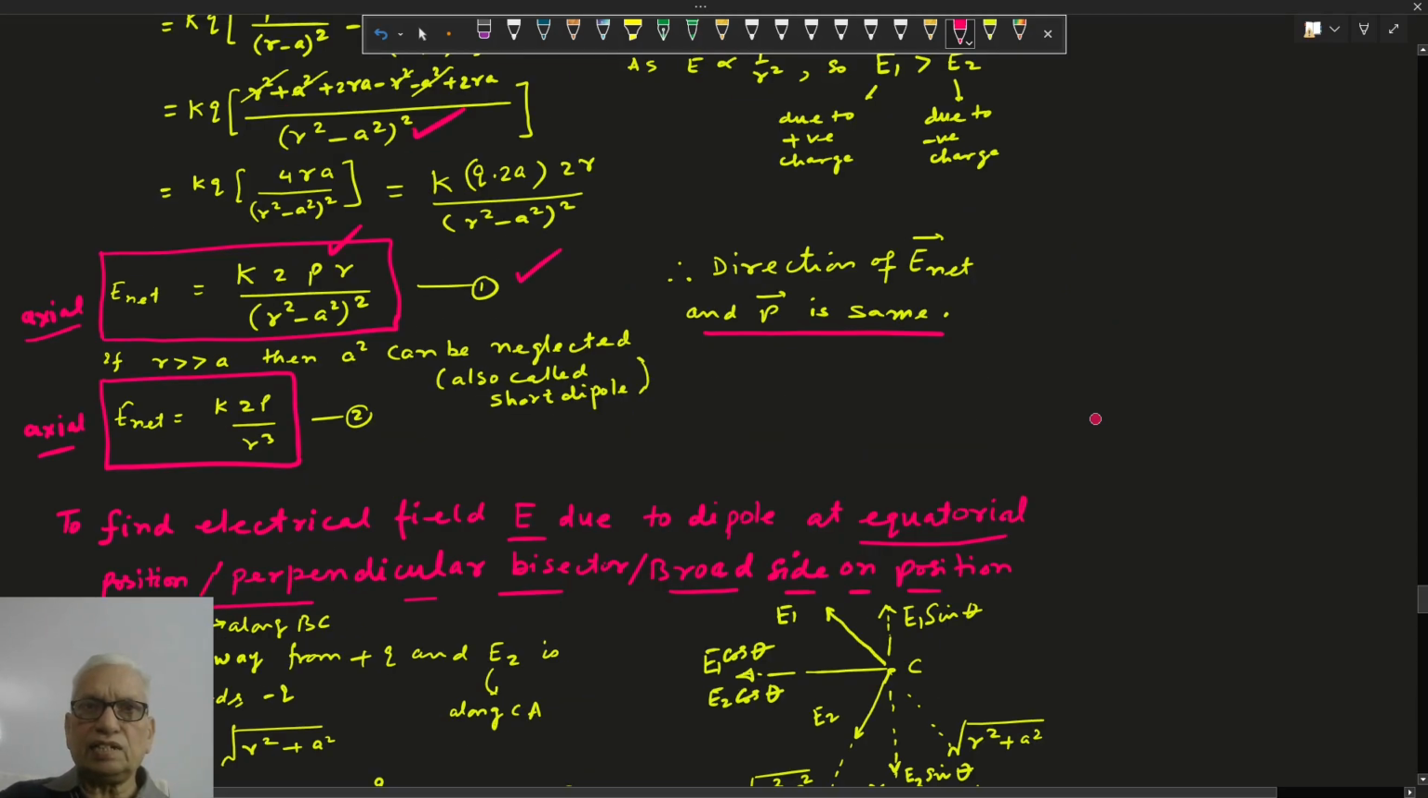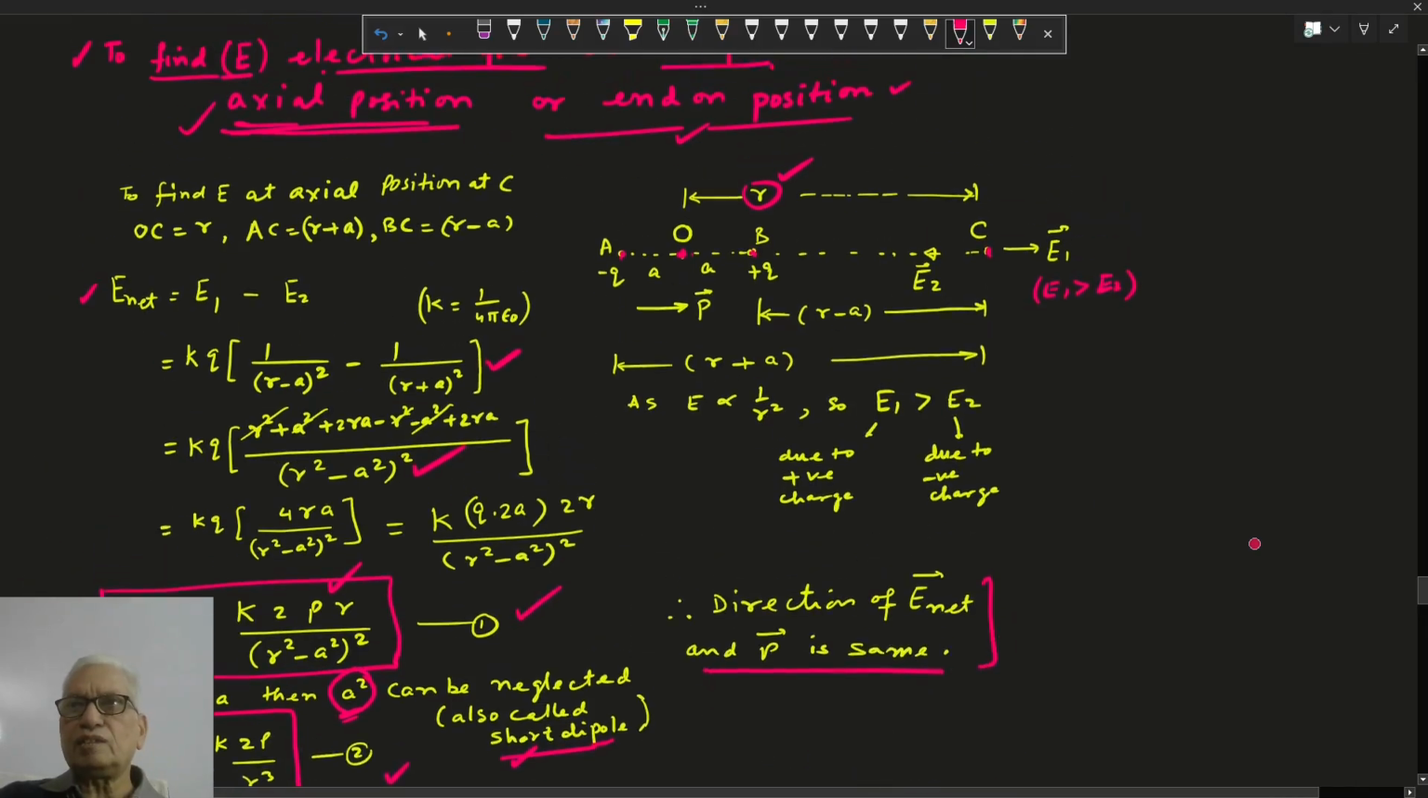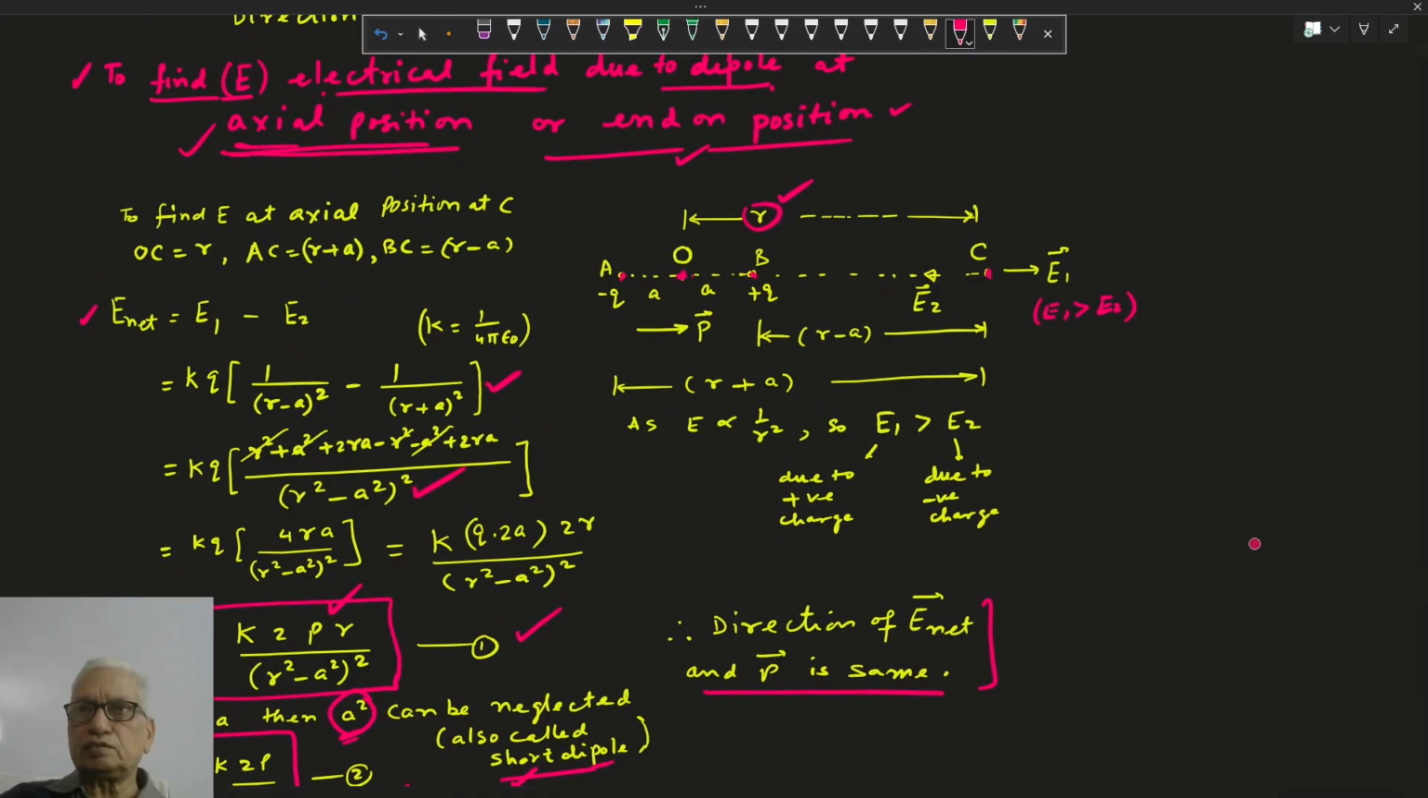Suppose r is very large than a, a square can be neglected. Neglect करने के बाद ये formula मिल गया, एक r cancel. So sometime this is called short dipole. Short dipole means very small length or gap in comparison to r, called short dipole. Short dipole का formula हो जाएगा 2kP by r cube, and dipole का formula electrical field 2kPr upon (r square minus a square) whole square. Direction of P and direction of E are same. यहाँ पे देख रहे हैं हम लोग, P की direction क्या होगी? Negative से positive, and electrical field की direction क्या हो जाएगी? E1 minus E2, यानी P and E are in same direction.